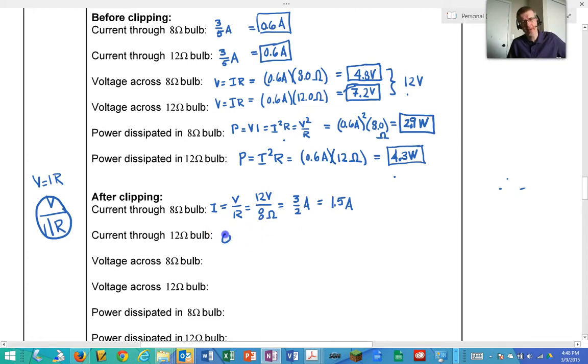The current through the 12 ohm bulb is short circuited. There's no current, 0. The voltage across the 8 ohm bulb, voltage equals current times resistance, equals 1.5 amps times 8 ohms equals 12 volts. And that makes sense because the voltage that you increase through the battery is the voltage you dissipate through the load on the circuit. So 0 voltage across the 12 ohm bulb.